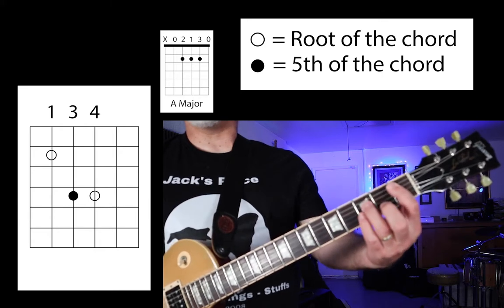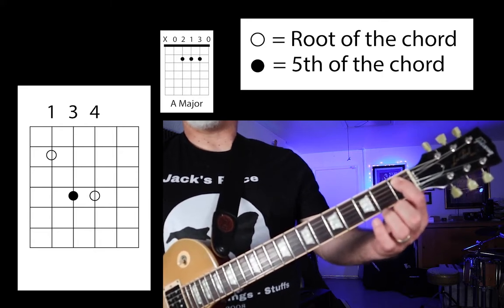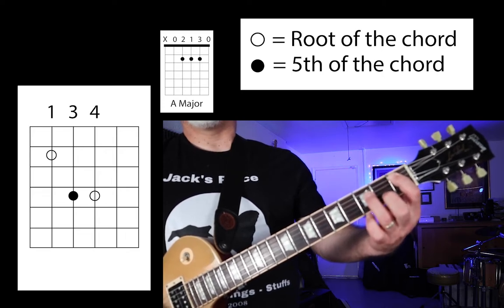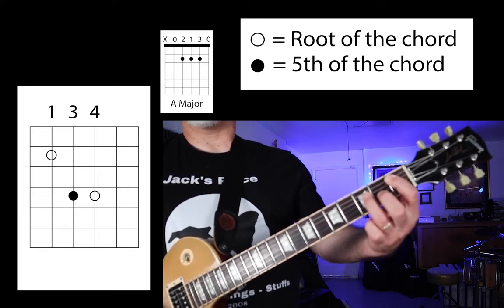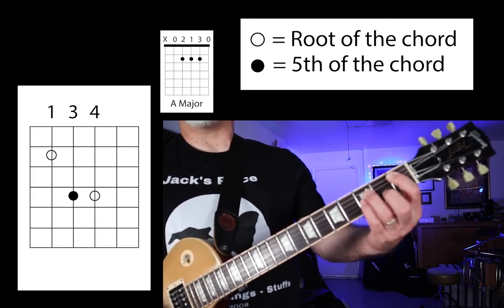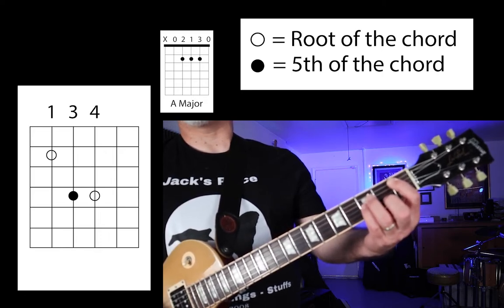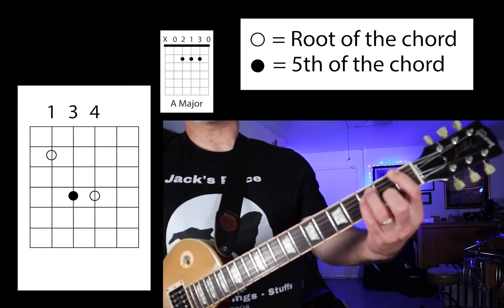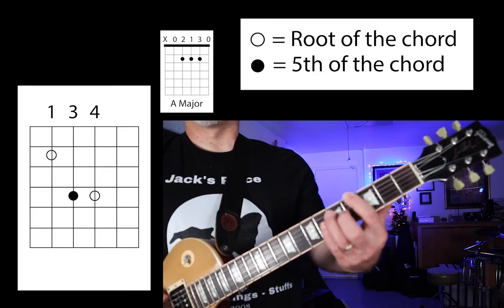So if I was to make that a movable shape, root on the fifth string on the first fret, the third finger, which is going to be playing the fifth of the chord, is going to be on the fourth string on the third fret, and your pinky's going to be playing the octave, or the root again, on the third string on the third fret. So it looks just like the shape from up there.